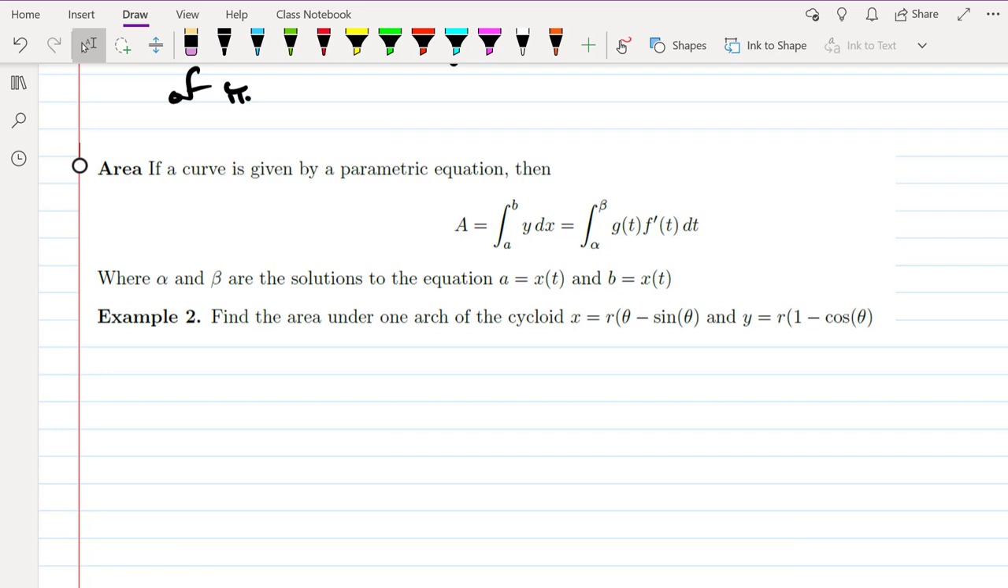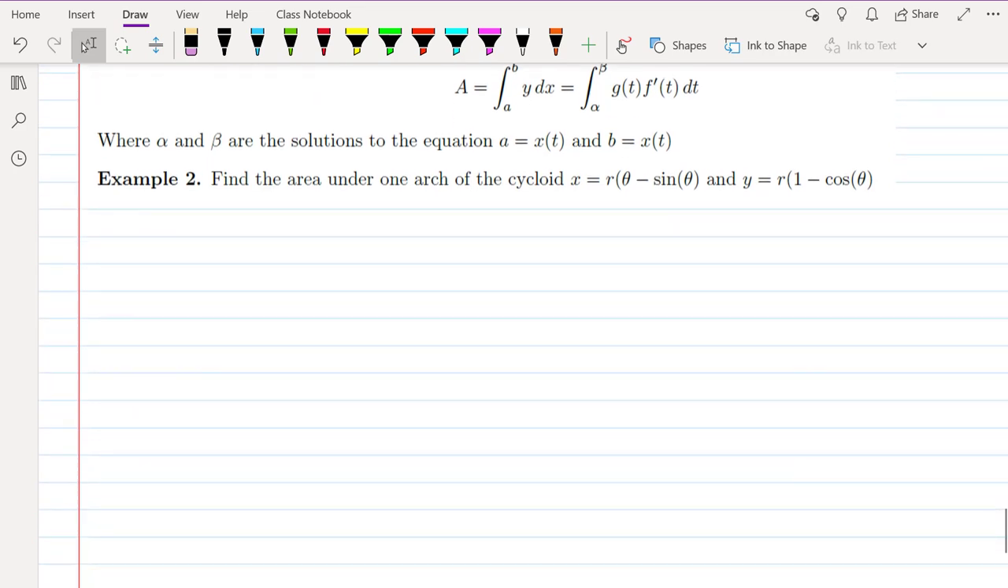y is equal to g of t, and x is equal to f of t. So find the area under one arch of the cycloid x equals r times theta minus sine theta, and y equals r times 1 minus cosine theta. Okay, so we need to find one arc of this. So that means we need to know when y equals 0 for the first time, and we know that it starts at 0.